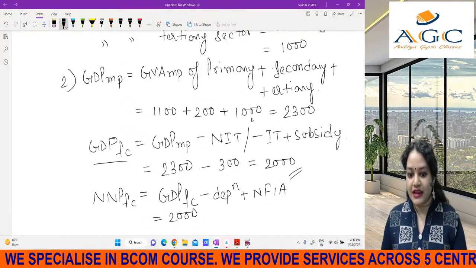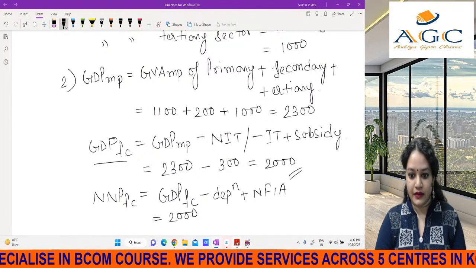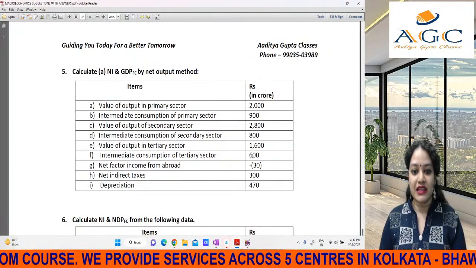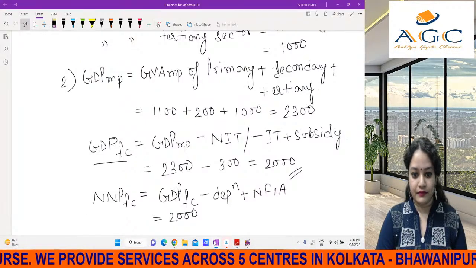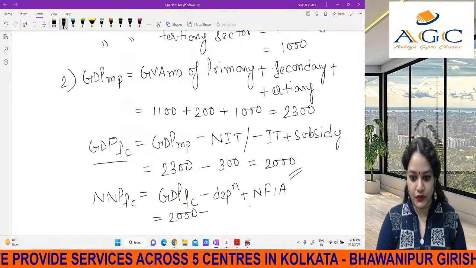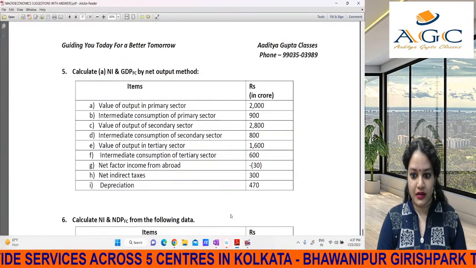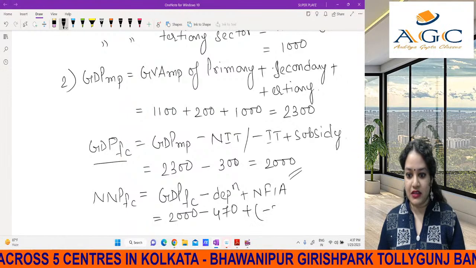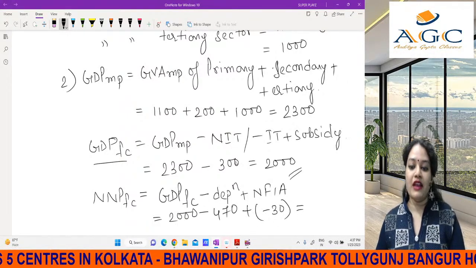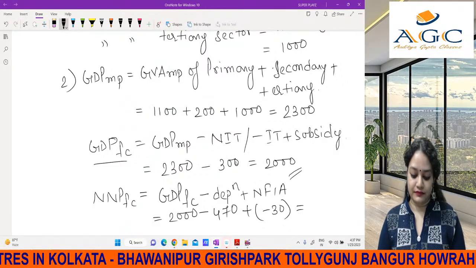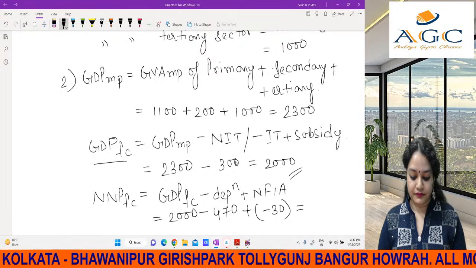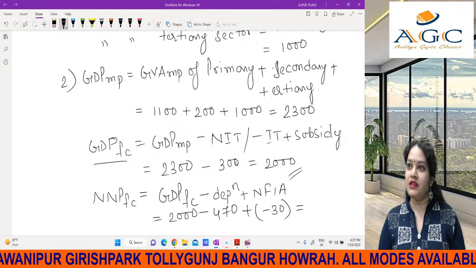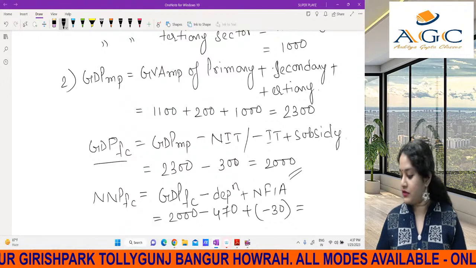So what is the value of GDPFC? That is our 2000, and we have been given our depreciation, that is 470, and NFI is minus 30. It was 470, right? Yeah, 2000 minus 470 and minus 30. Now give me the value of NNPFC. Even you can say 1500. 1500.